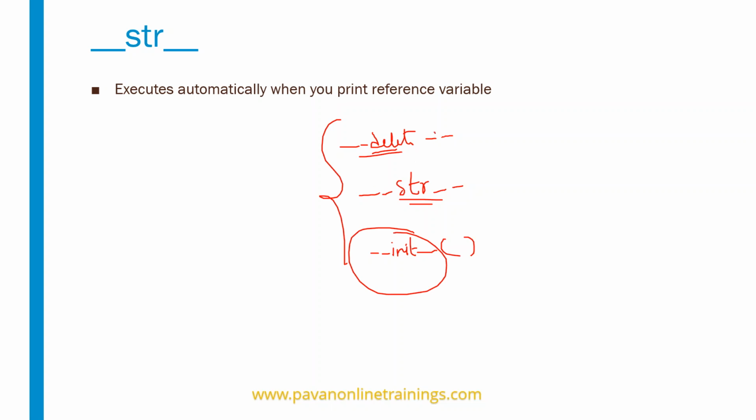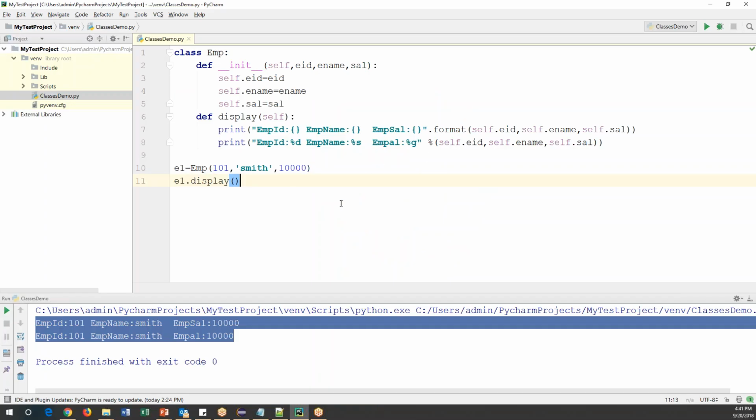Now let us see __del__ and __str__ with examples. First let us start with __str__. How many ways can we use this __str__ method? As I said before, __str__ is automatically invoked when you print the reference variable of the object. Now I'll show you one example for this.